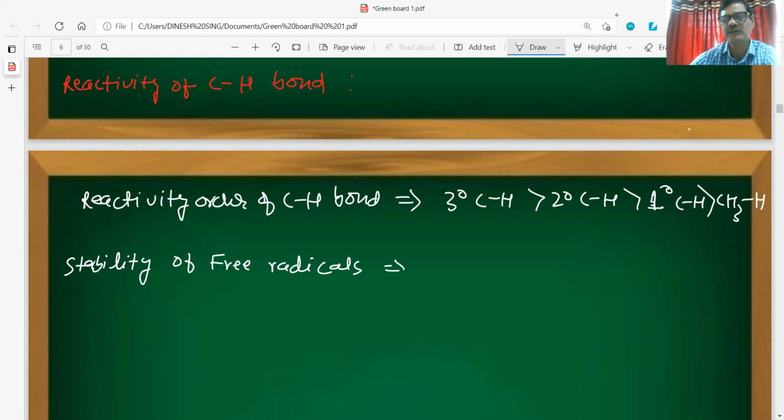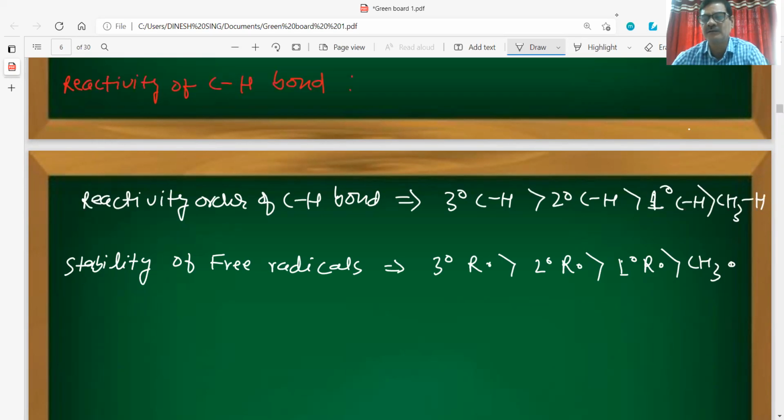For free radicals, the stability order is: 3 degree R dot is more stable than 2 degree R dot, which is more stable than 1 degree R dot, which is more stable than CH3 dot. The methyl radical is the least stable among the alkyl radicals.